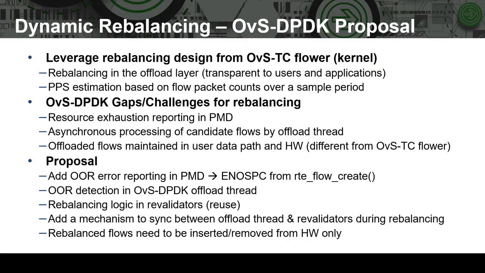Apart from this, there is another key difference between OvS-TC offload and DPDK offload. With TC offloads, the data path flow is maintained either in the hardware if it is successfully offloaded or in the kernel data path. But with OvS-DPDK, the flow is always added to the user mode data path, and in addition, it gets offloaded if the device supports it. So this means while rebalancing flows in OvS-DPDK, insertion or removal of flows should be done only in the NIC or hardware, and the user mode data path flows maintained by the PMD threads should not be updated.